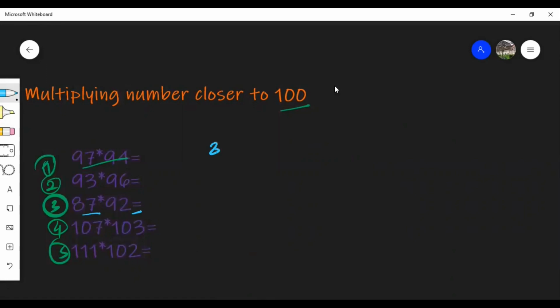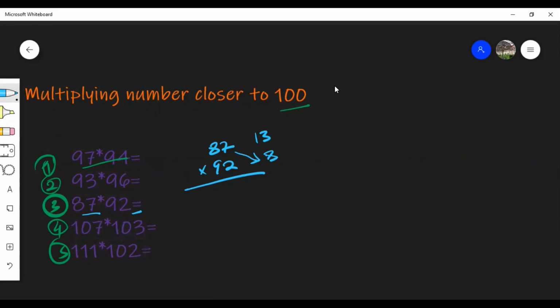That is 87 multiplied by 92. You look at the difference between 87 and 100. That is 13. And the difference between 92 and 100 is 8. So you can take any direction, like I said. For this, I will subtract 8 from 87. You realize that the answer is the same, even if you subtract 13 from 92. The answer you get here will be the same.